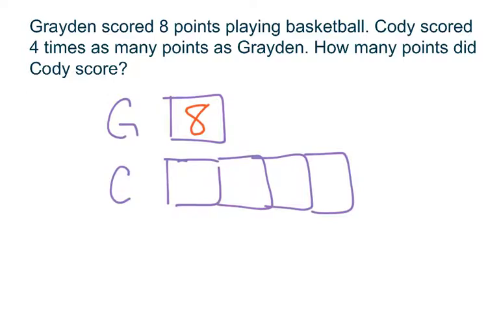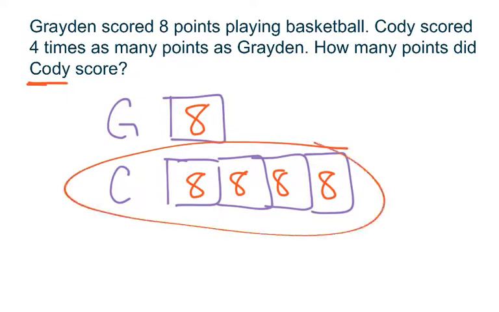I don't have a total for this, I just have how many one person scored. So I already know how many Graydon scored. I'm going to go ahead and put 8s in all of Cody's boxes because he scored 4 times as many points as Graydon. And because I'm looking for how many Cody scored, I can circle Cody. To find how many points Cody scored, I would multiply 8 times 4, which would give me a total of 32.